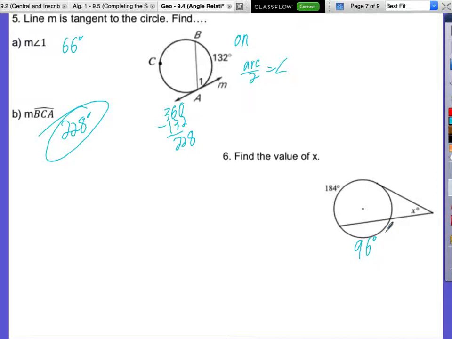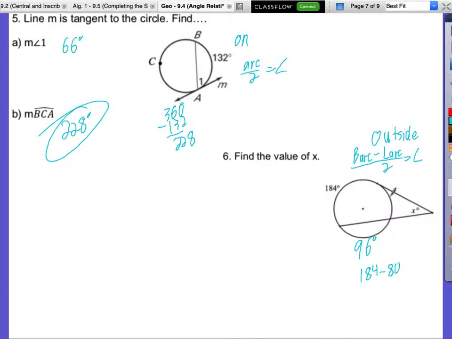Alright, let's talk about this one. So the vertex is outside the circle, right? So we do what minus what? Big arc minus little arc over 2 is equal to our angle, right? Okay. So what is our big arc? 184. Okay, what's our little arc?